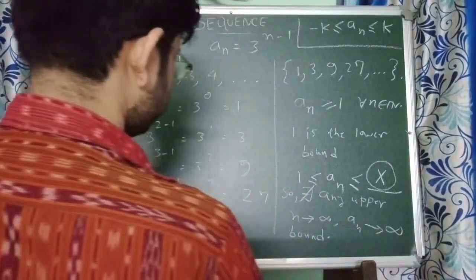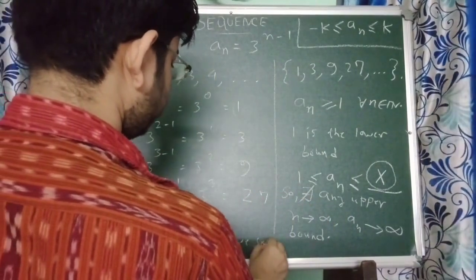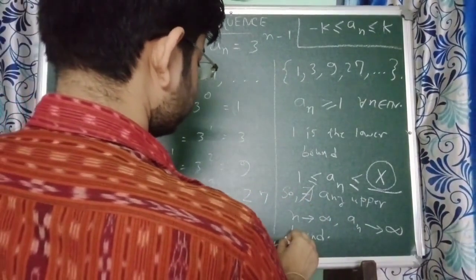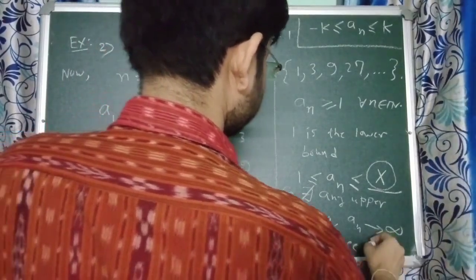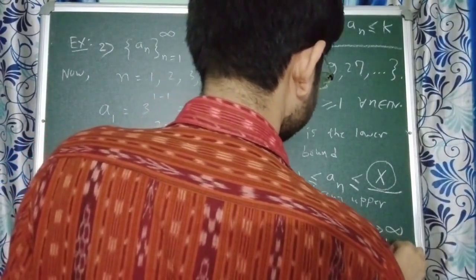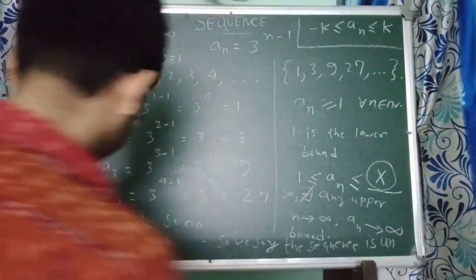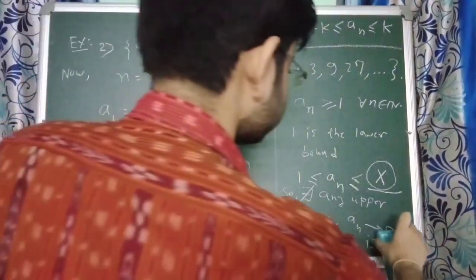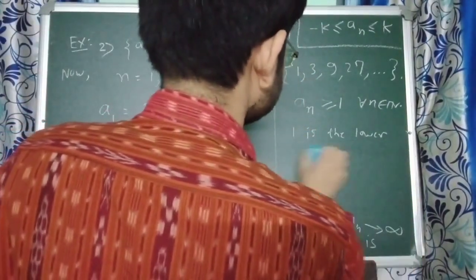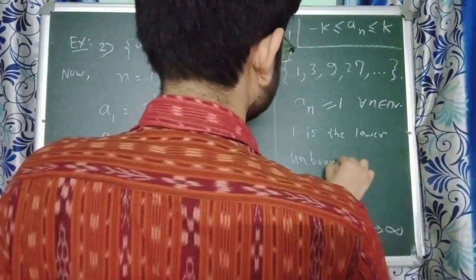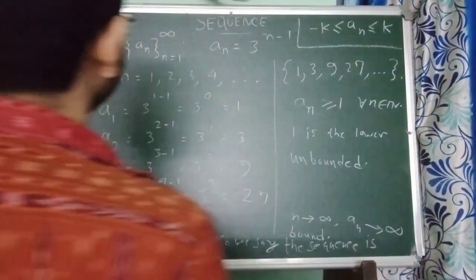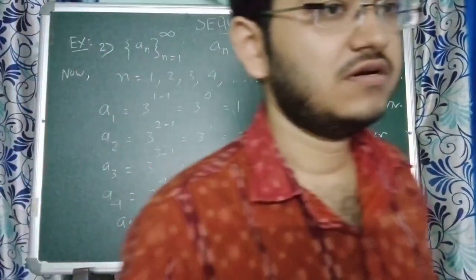So we say the sequence is unbounded. The sequence is unbounded. So this is an example of an unbounded sequence, and the previous one a bounded sequence. Next we discuss the limit of a sequence.